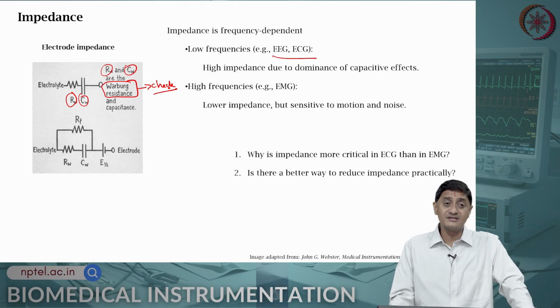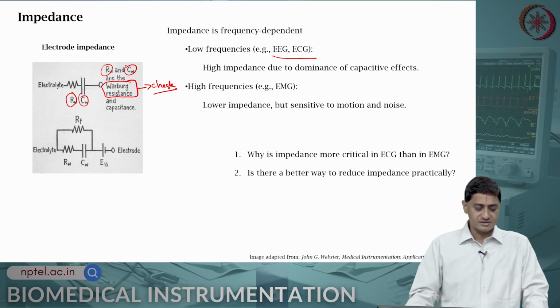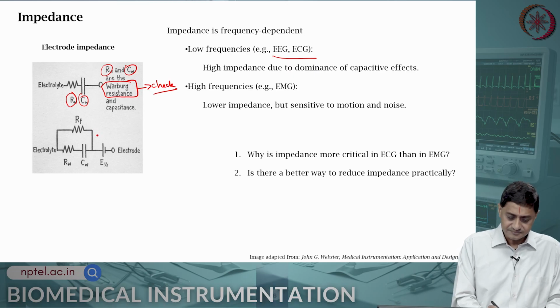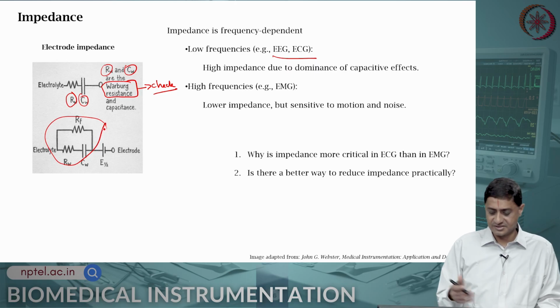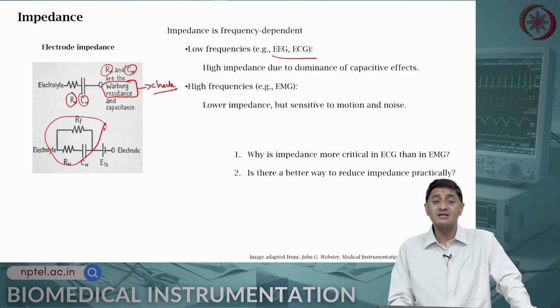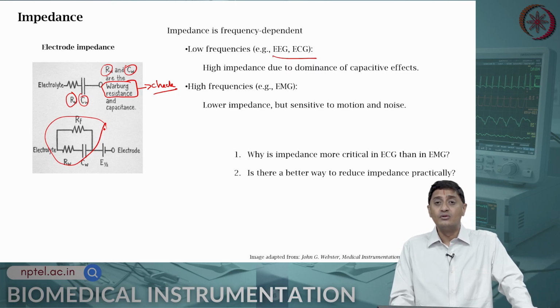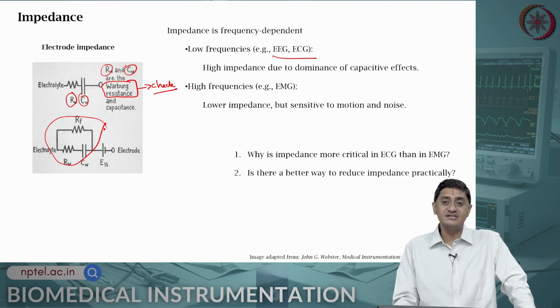And I could model this electrode using this. I could model the skin using this simplified equivalent circuit. So, because of the low frequency in ECG, impedance becomes more critical in ECG than in EMG.